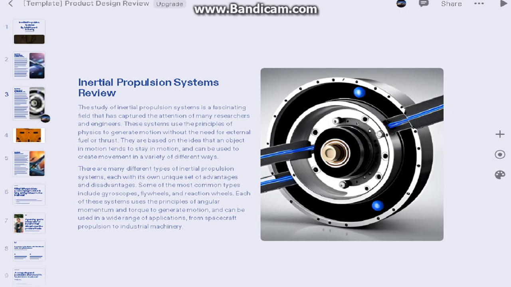There are many different types of inertial propulsion systems, each with its own unique set of advantages and disadvantages. Some of the most common types include gyroscopes, flywheels, and reaction wheels. Each of these systems uses the principles of angular momentum and torque to generate motion, and can be used in a wide range of applications, from spacecraft propulsion to industrial machinery.